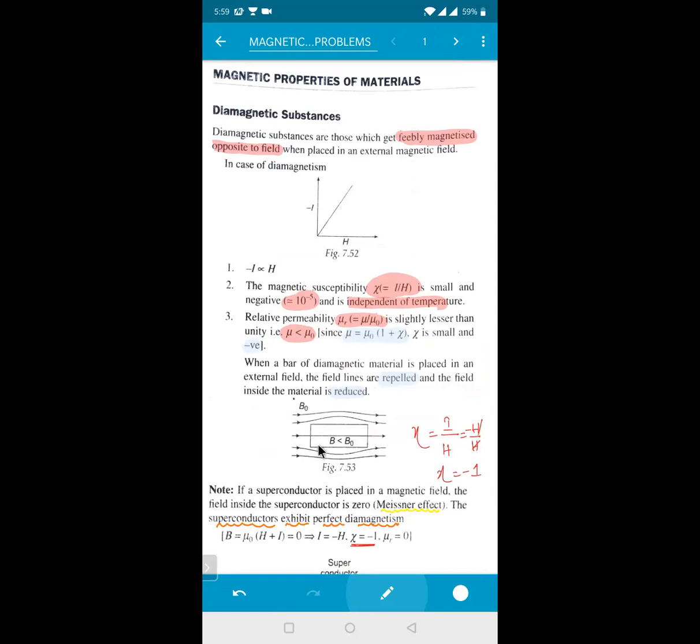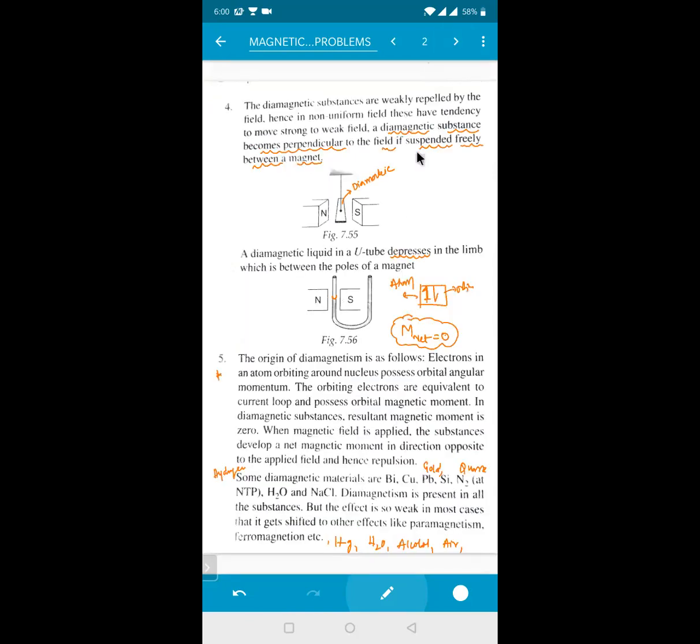Whenever a diamagnetic material is placed in an external magnetic field, it gets repelled and the field inside the material is generally reduced. The relative permeability for this is 0. Susceptibility is -1, and it is independent of temperature. Is it clear? You need to read the theory very carefully. Whenever a diamagnetic liquid is taken in a U-tube, a depression in the limb is seen wherever the magnetic field is present.